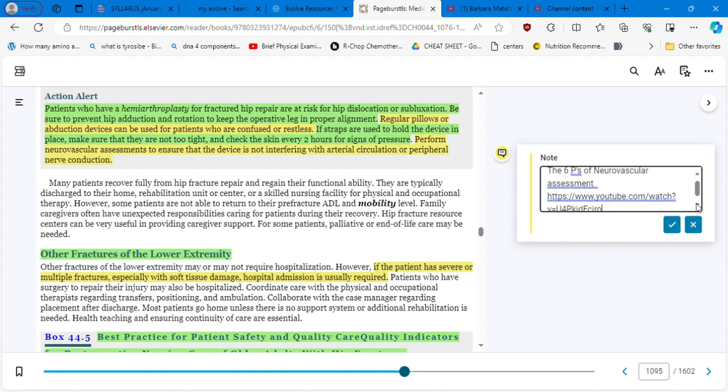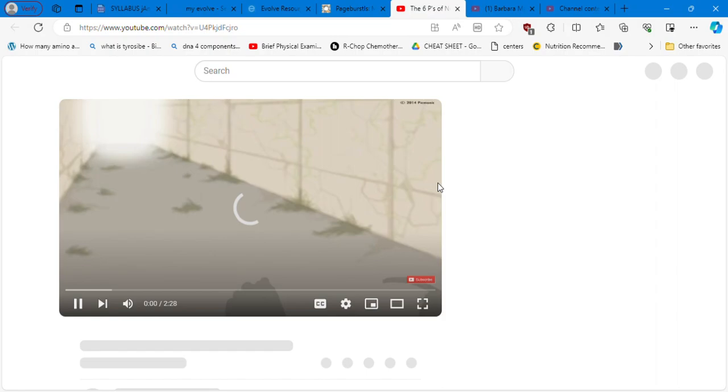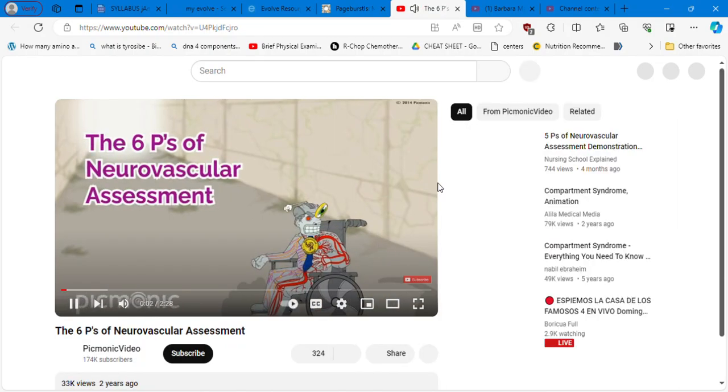There was a box in this chapter mentioning the 6 P's, and I am right now playing a video. This is so important that I am repeating this over and over again.